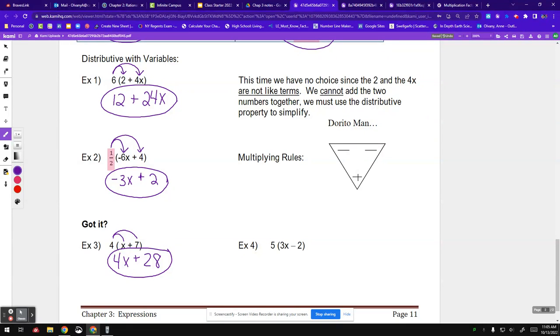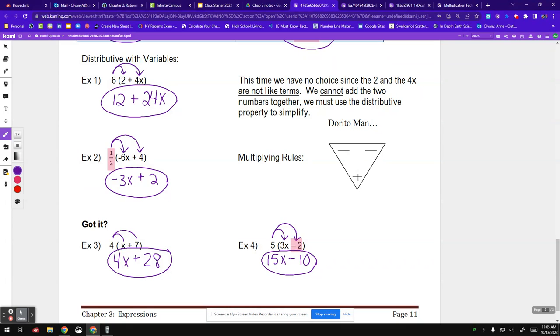The example 4, you can pause and try on your own if you want. This is an example that is not simplified because it has parentheses. So I have to get rid of the parentheses using the distributive property. That's 15x. Remember, we're taking the sign in front of it. So we're looking at this 2 as a negative 2. 5 times negative 2 is negative 10. So you have 15x minus 10.